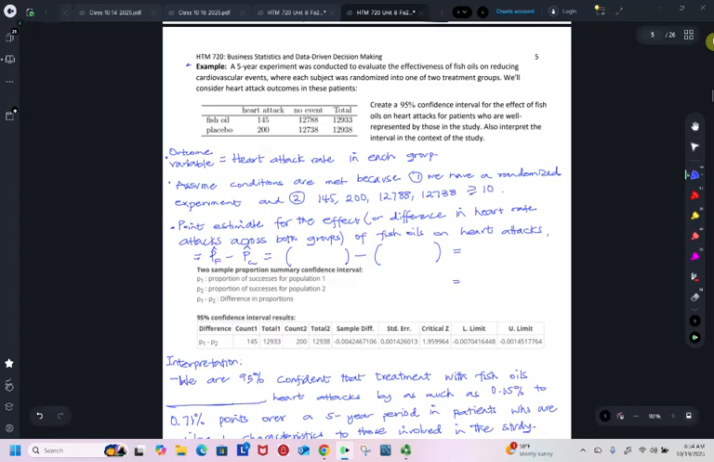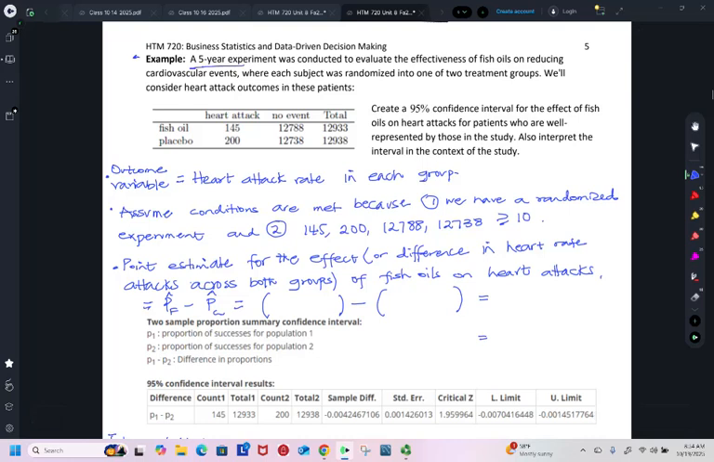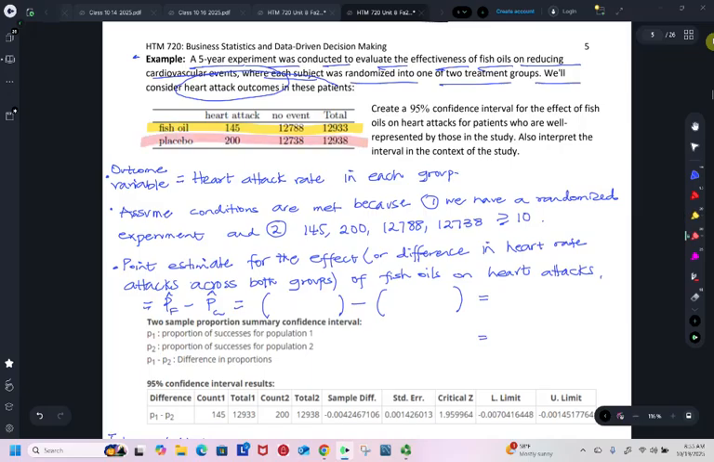So here's an example that says that a 5-year experiment was conducted to evaluate the effectiveness of fish oils on reducing cardiovascular events, where each subject was randomized into one of two treatment groups. This time, our outcome variable is heart attack outcomes, where we have two groups, those who were treated with fish oil and those who just received a pretend medication called a placebo.